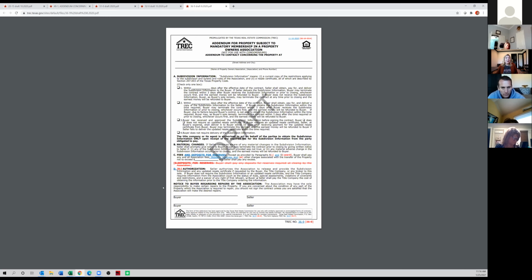So anyway, that is different than the subdivision information. That resale package, no matter what the buyer puts in there, the resale package is different and the seller is paying for that.